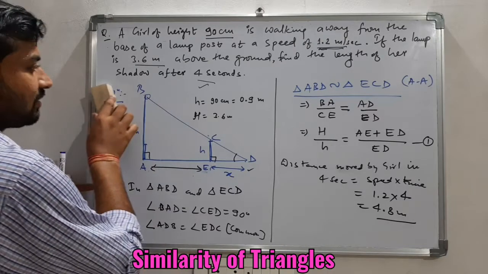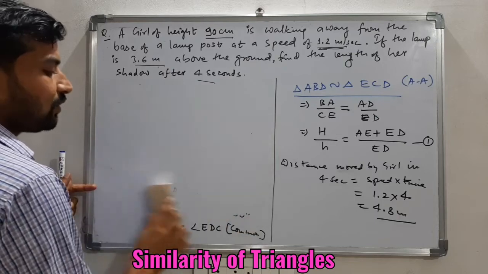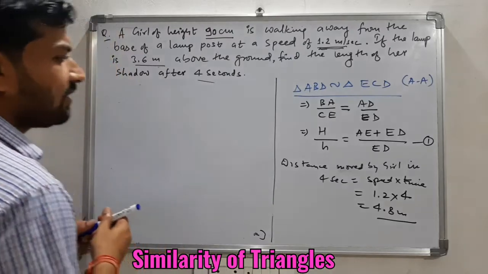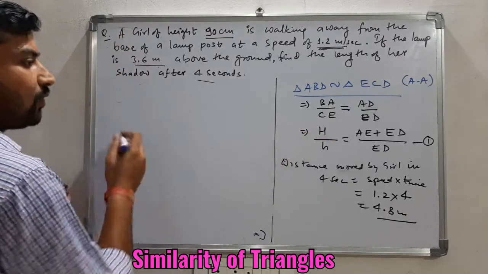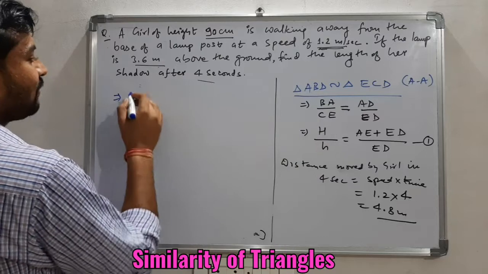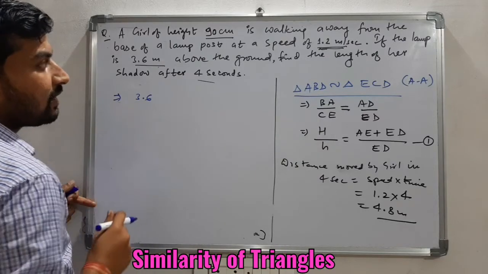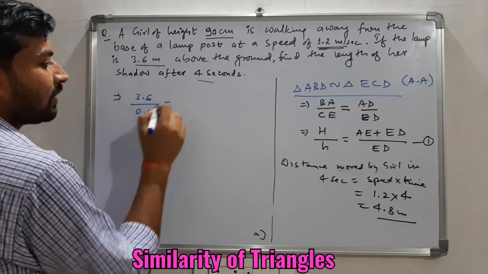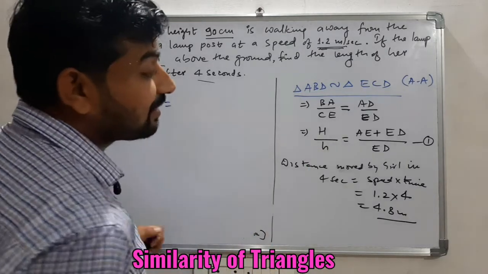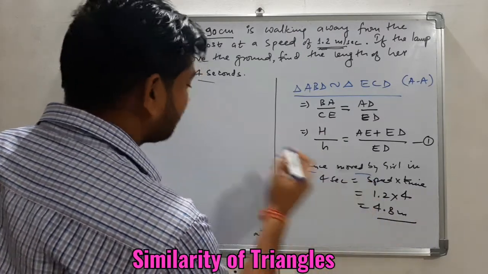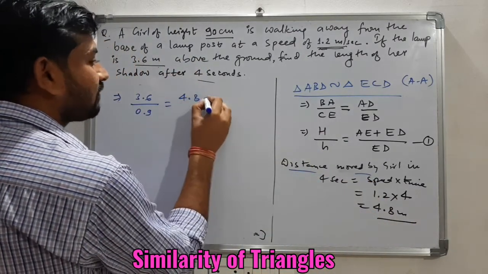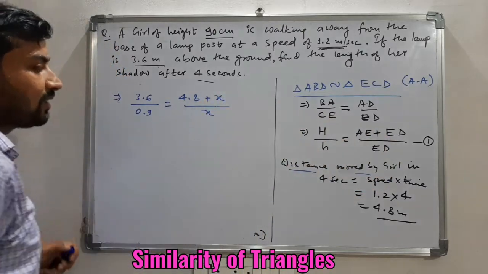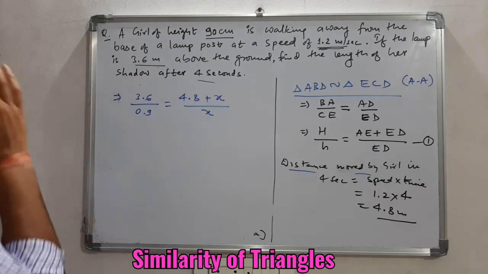Now let us come to the main part of this. Now we will substitute the values out here. So when we look at equation 1, we have to substitute the capital H we have taken as the height of the tower, that is 3.6, upon the height of the girl, that was 0.9, is equal to AE, which is the distance moved by the girl, so it is 4.8 plus ED, which we have assumed as x, upon x. So here we have only one unknown, that is x.